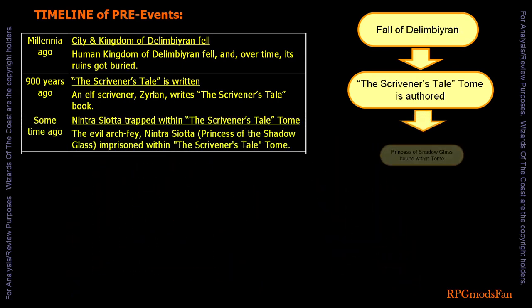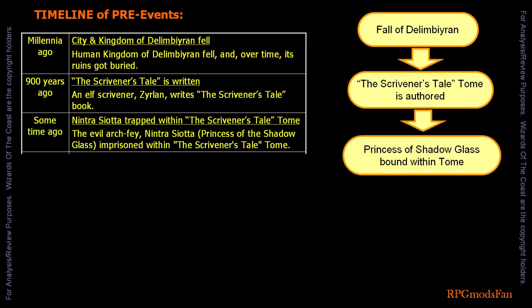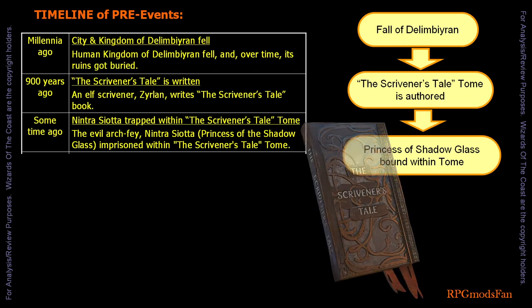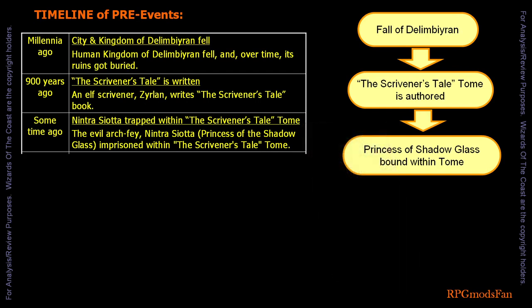The Princess of the Shadowglass and the Queen of Air and Darkness are arch-fays and are rivals. A long time ago, the Queen banished the princess from her court and to the mortal plane. Some time later, the Queen then imprisoned the princess within the Scrivener's Tale tome. The Princess of the Shadowglass also goes by the name of Nintra Ciata, as well as many other aliases.